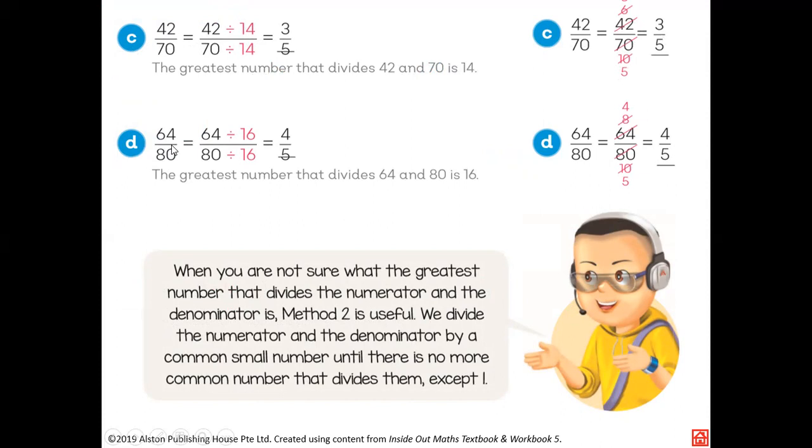D. 64/80 is equal to 64 divided by 16, 80 divided by 16. The simplest form is 4/5.